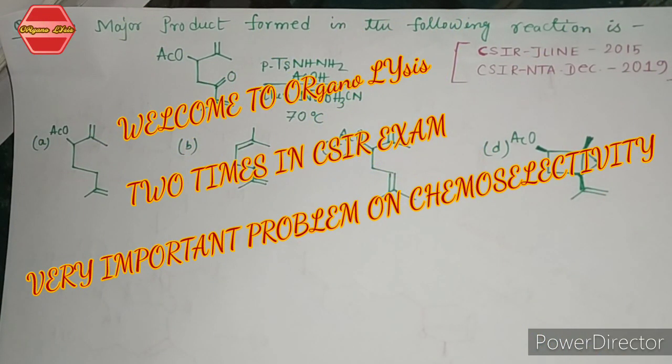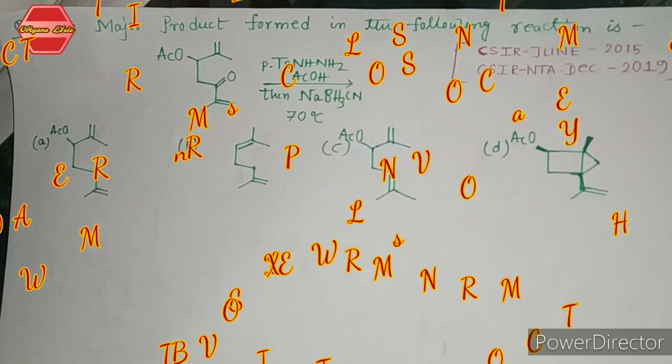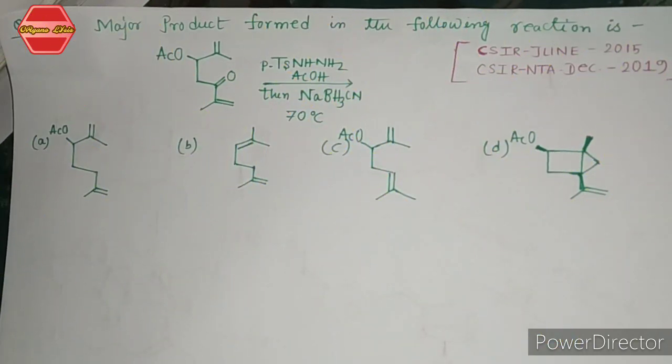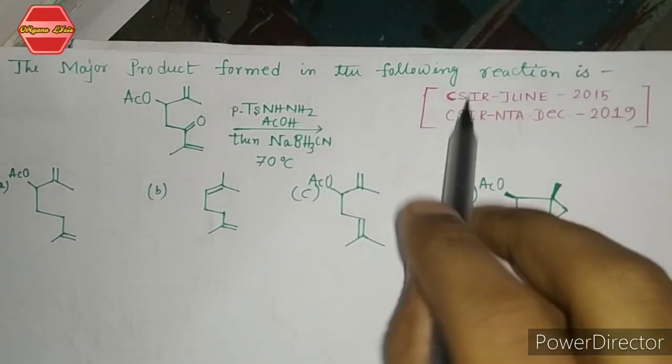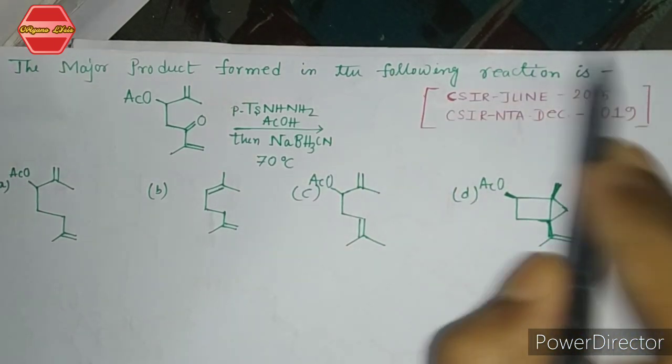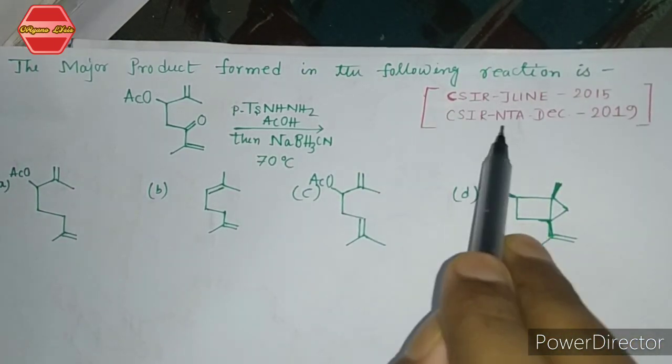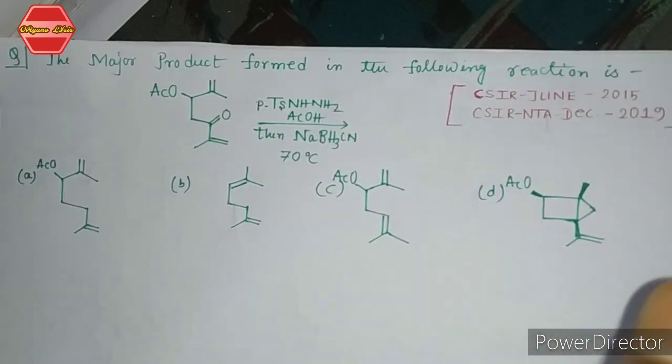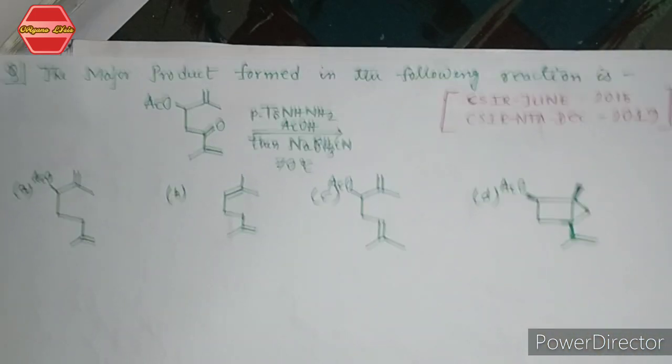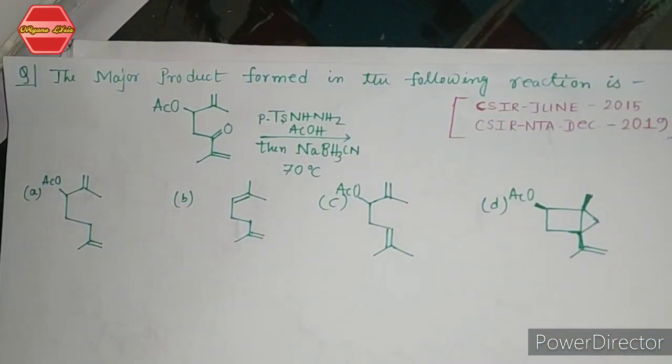Today we are going to discuss a problem which came up 2 times in the CSIR exam, that is CSIR June 2015 and recently CSIR NTA December 2019. Okay, so let's solve this question and try to understand the whole process of this reaction.